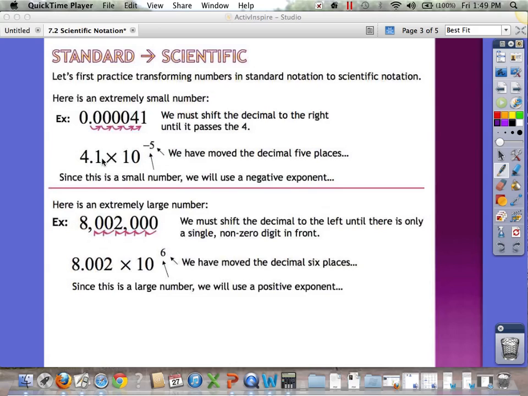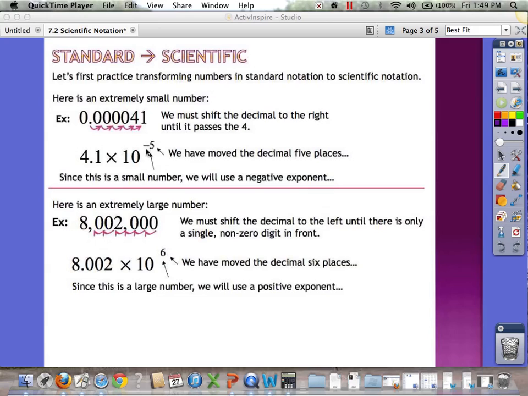So we write 4.1. Now you don't just cut off all the rest of the numbers. Unless it's zeros, you can't cut them off. So it's 4.1 times 10, which is our base, to the, and this is a small number, so it will be a negative exponent. How many places did we go? 1, 2, 3, 4, 5. So it is going to be to the negative 5. Just go back and check what you're doing when you're finished to see if it makes sense. We have a small number, so it has to have a negative exponent.